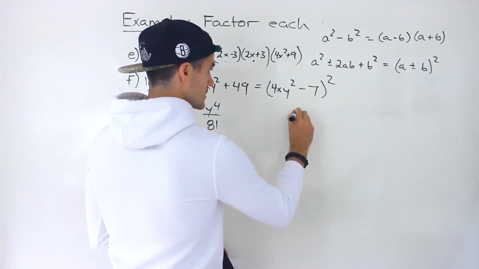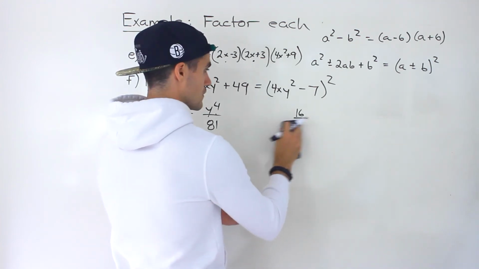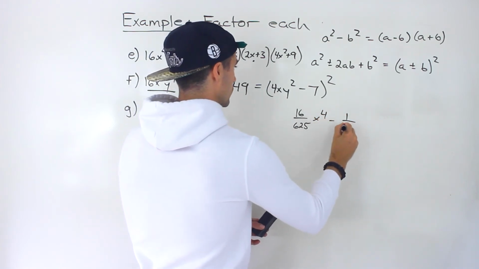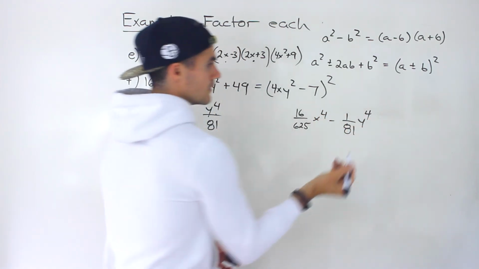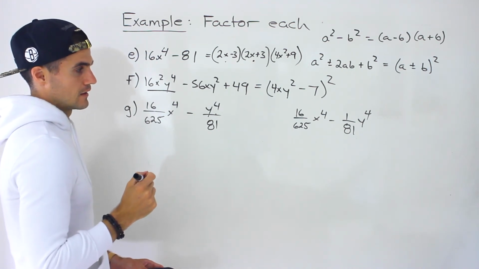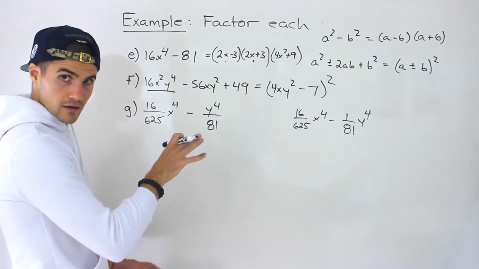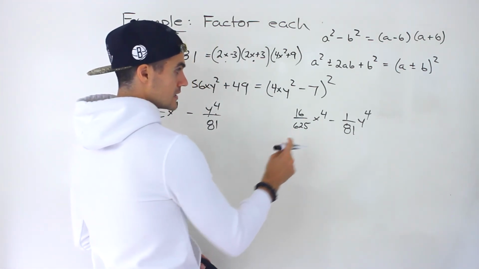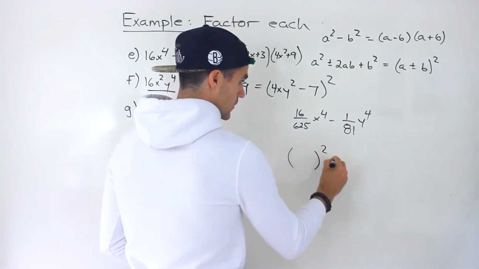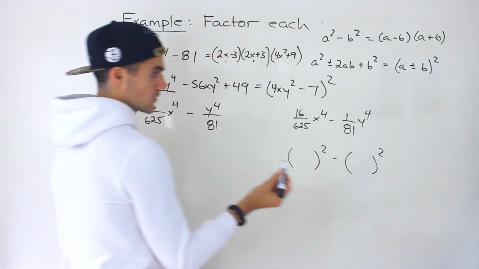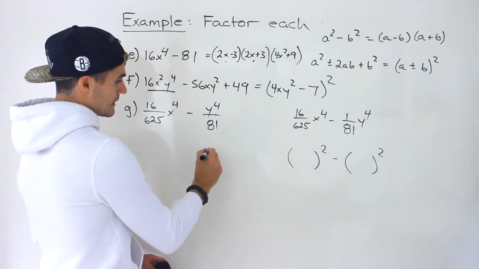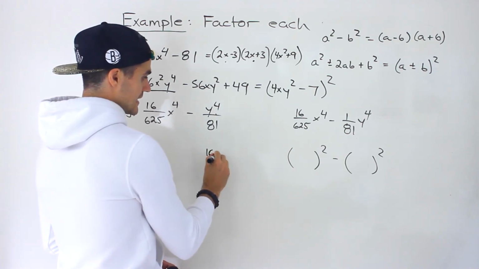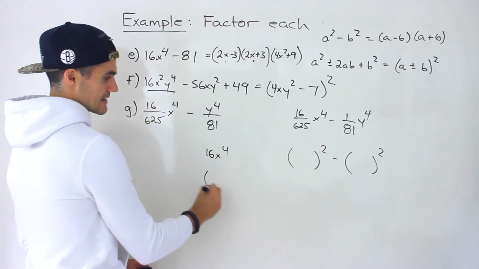Let's do it over here. So 16 over 625 x to the 4 minus 1 over 81 y to the 4, like that. Okay, so here, difference of squares. Now, how can we take this and rewrite it in brackets squared minus brackets squared? Well, let's say we didn't have this 625, we just had 16 x to the 4. How would we rewrite this as something squared?